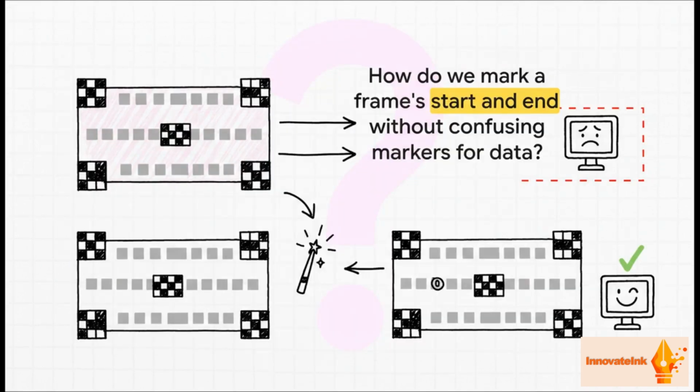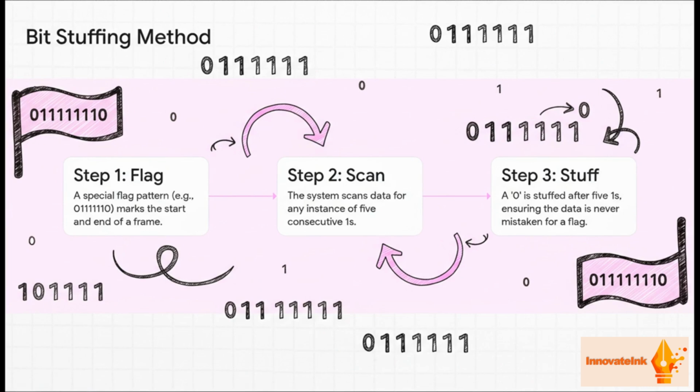Okay, but this brings up a really tricky question. If we use a special pattern of bits to say, hey, this is the end of the frame, what happens if that exact same pattern shows up inside our actual data? The receiver would get confused and just end the frame way too early. So how do we solve that? Well, there's a pretty clever technique for this. The solution is just so elegant.